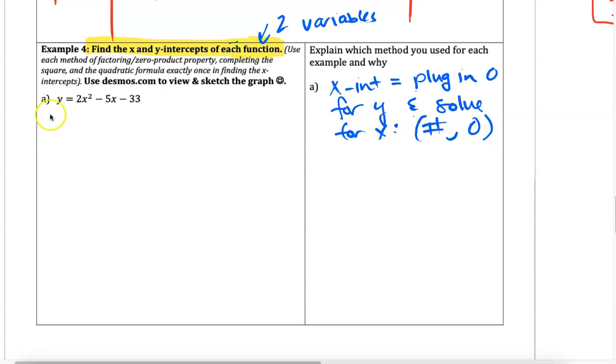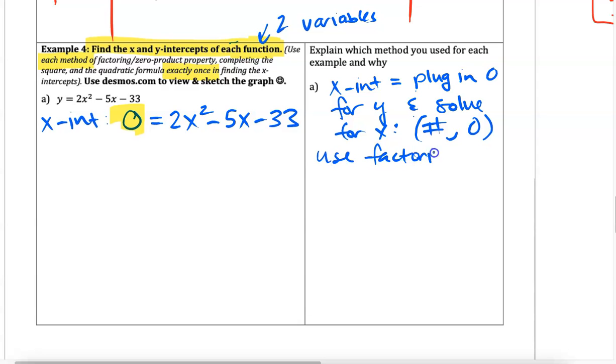So we'll start with that for part A. We'll start with the x-intercepts. So the x-intercept is when I plug in 0 for y and solve for x. So I have a quadratic equation that's set equal to 0, which is perfect for either using zero product property or the quadratic formula. Now the instructions here tell us to use each method exactly once. So I'm going to see if this one possibly factors. I think I'm going to use factoring if it works.